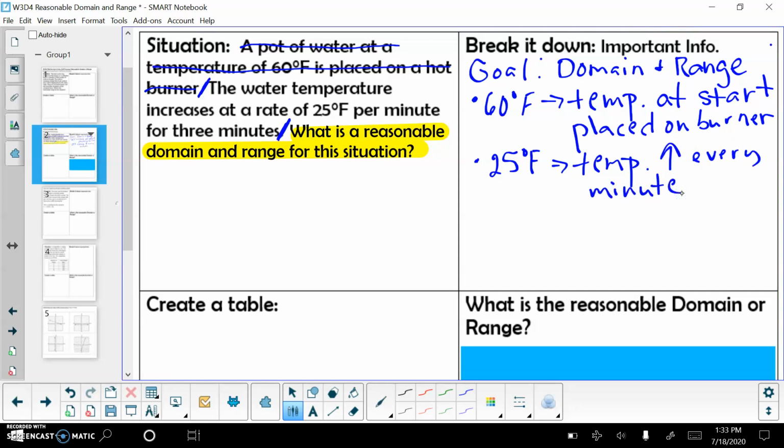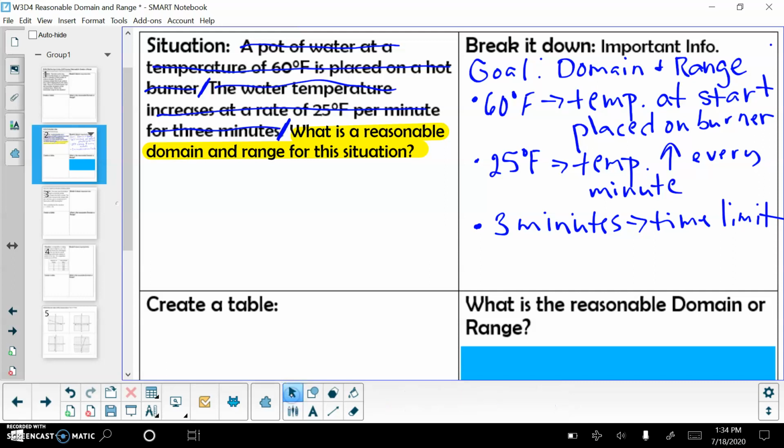And then the next thing, it says that they were going to do this for 3 minutes. So there's a time limit here. We're not just heating up water forever. You've got 3 minutes that they're going to time this, and 3 minutes that they're going to look at taking the temperature. So this is like our time limit. And now I've done that piece. So that's the second read.